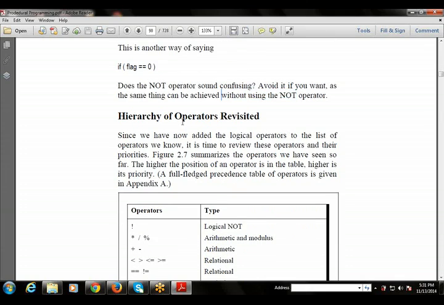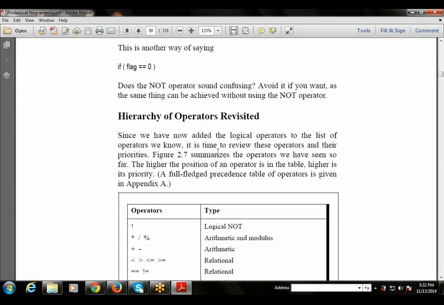Now, what is the hierarchy of operators, that is, the hierarchy of the logical operators? Since we have now added the logical operators to the list of operators, till now we have discussed only arithmetic operators. Now the next operators will also be added, that is, the logical operators. What is the hierarchy in which the operators will be performed?